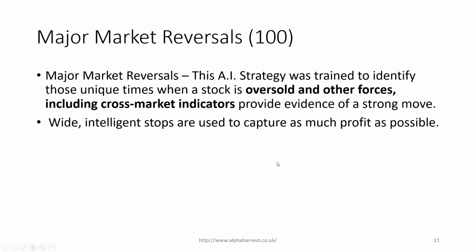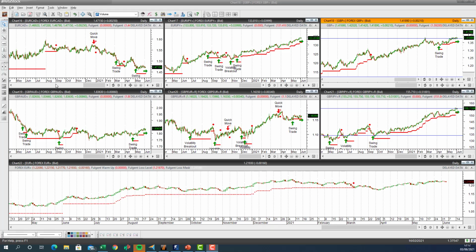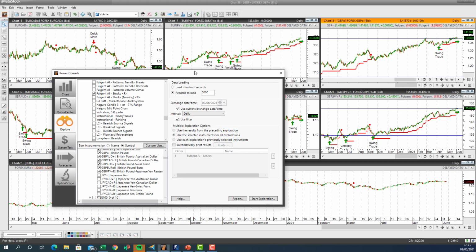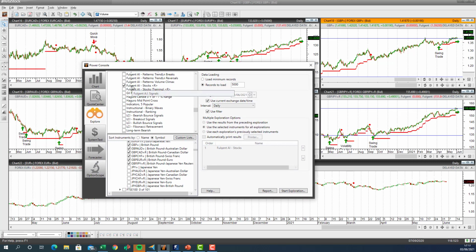All right, let's jump straight in and look at the Fulgent AI platform together with the cross-currency trading strategies. I've got the MetaStock platform open. I'm going to the Power Console, the top left button there. Click on that to bring up the Power Console, and select the Fulgent Expert Advisor.